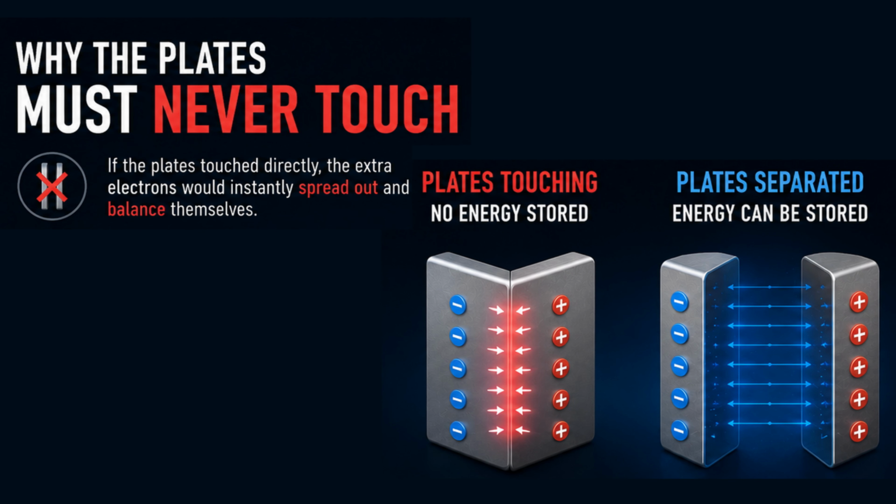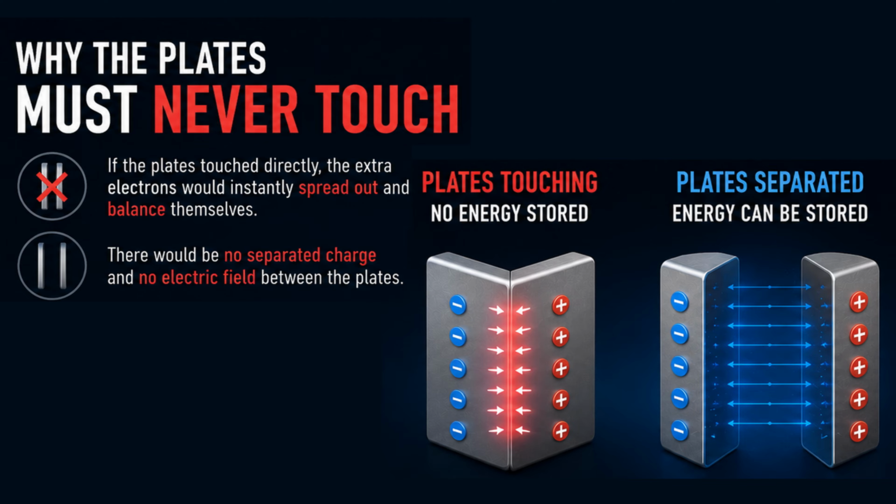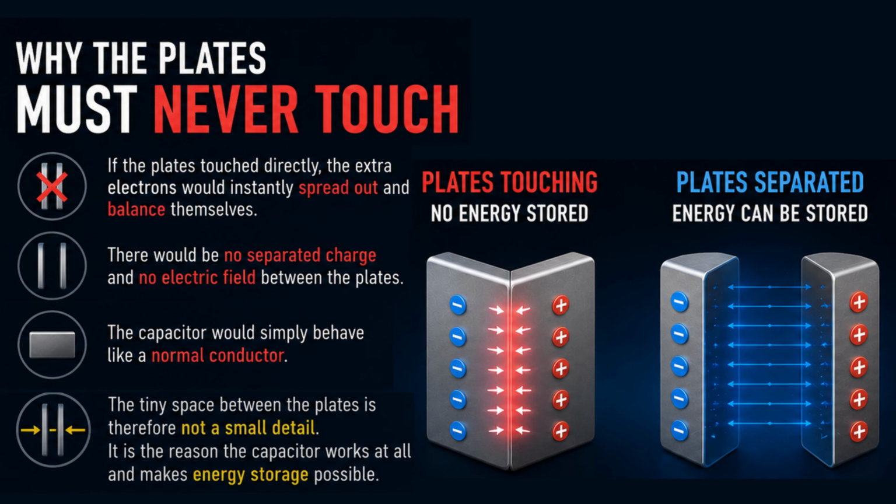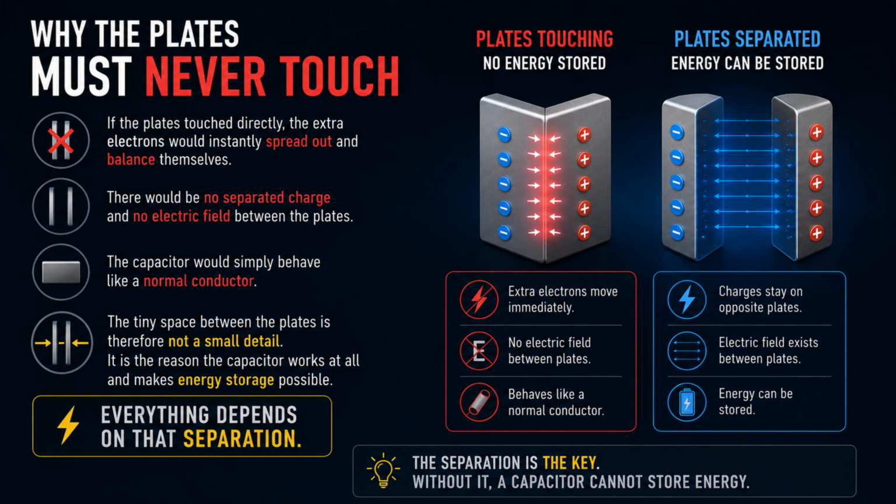If the plates touched directly, the extra electrons would instantly spread out and balance themselves. There would be no separated charge and no electric field between the plates. The capacitor would simply behave like a normal conductor. The tiny space between the plates is therefore no small detail. It is the reason the capacitor works at all and makes energy storage possible. Everything depends on that separation.